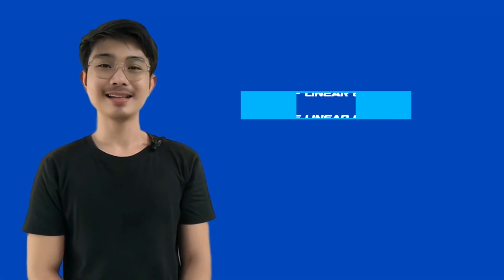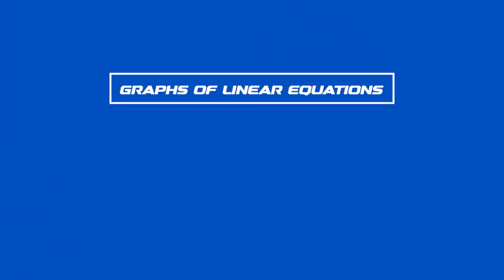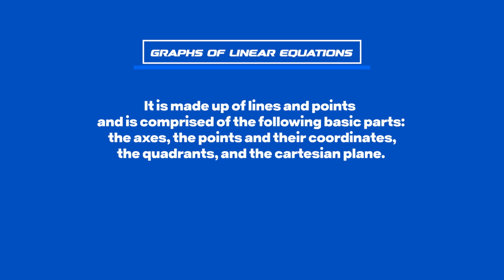Now, let us explore how linear equations translate into graphs. Graphs have different looks and forms, but the grid's most common use is to create its image. It is made up of lines and points and is comprised of the following basic parts: the axis, the points and their coordinates, the four areas that the axis created called quadrants, and the plane where the axes are laid out, called the Cartesian plane.